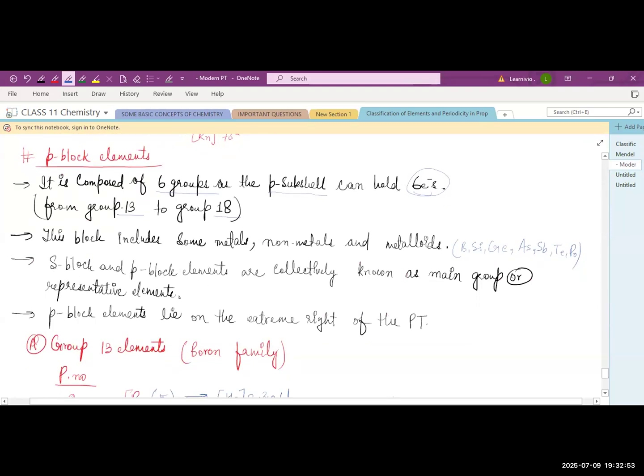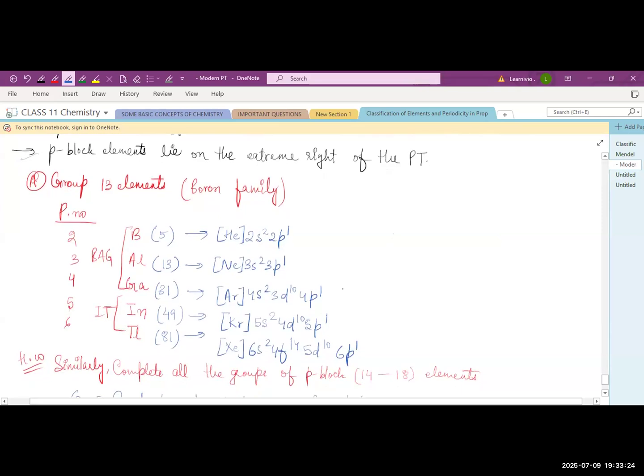S block elements plus p block elements are collectively known as main group elements. When I say main group elements, I'm just talking about s block plus p block elements, also called representative elements. And we know that p block elements lie on the extreme right of the periodic table. Let's see one by one the different groups.